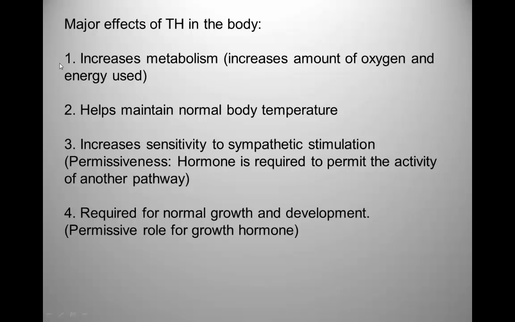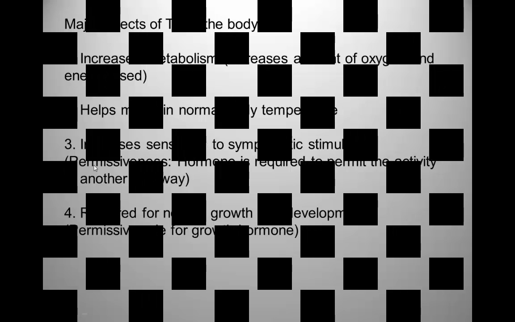Thyroid hormone also increases the use of ATP by stimulating the production of the sodium-potassium ATPase pump. Metabolic reactions produce heat, and this heat is important for maintaining normal body temperature. TH also has a permissive effect. That is, it is required for normal functioning of other pathways, and these include the sympathetic and growth hormone-mediated pathways.